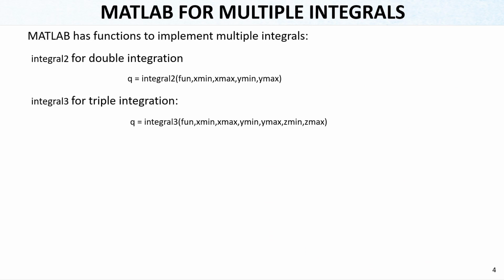We can use MATLAB for multiple integrals too, and for that there are two options. The integral2 function is for double integration, in which we have x and y inputs. It's used this way: a function, the minimum and maximum values of x, and the minimum and maximum values of y, and it gives you the integration for a two-dimensional function. Integral3 has the same idea, but with three inputs, x, y, and z. So it's for a three-dimensional function, with three inputs.